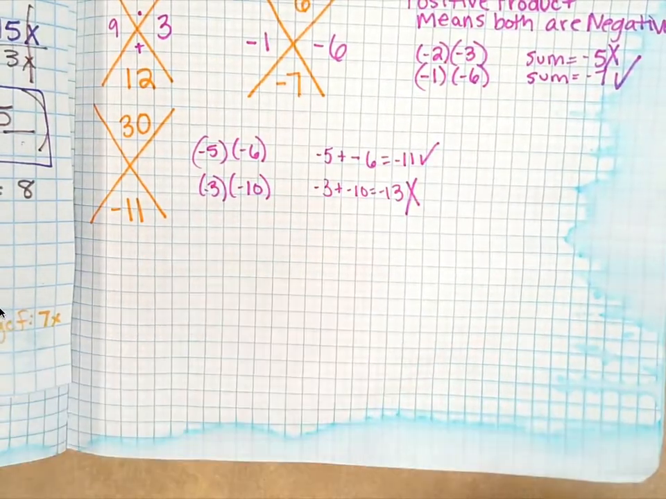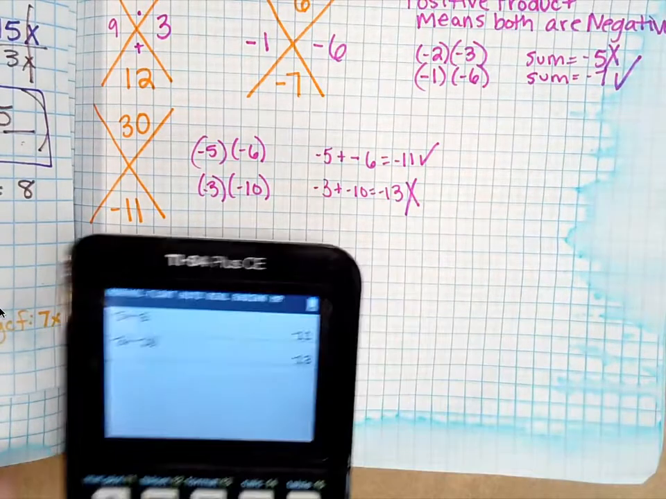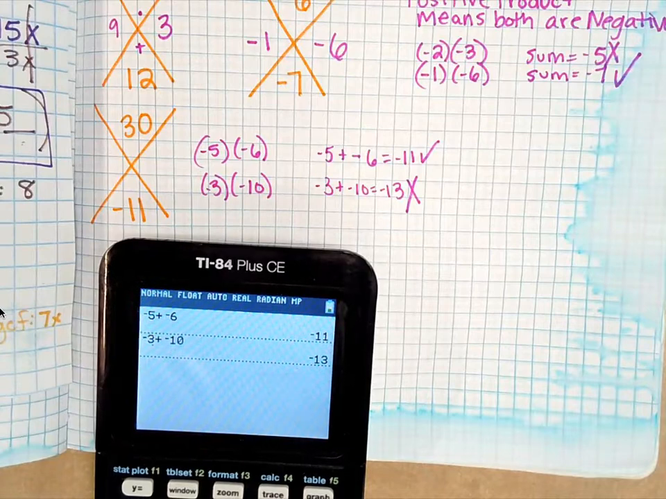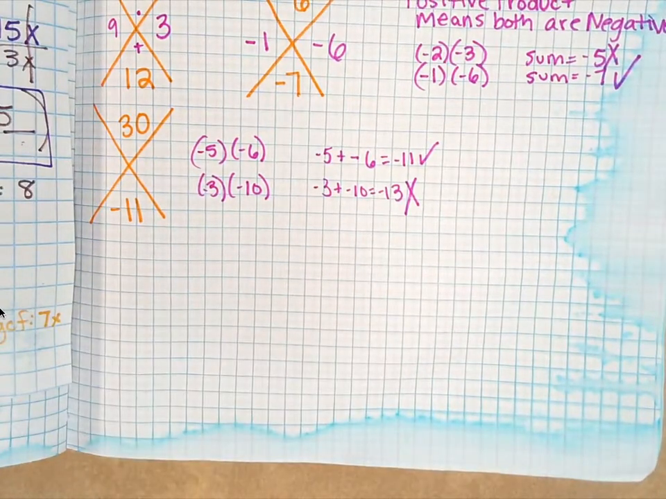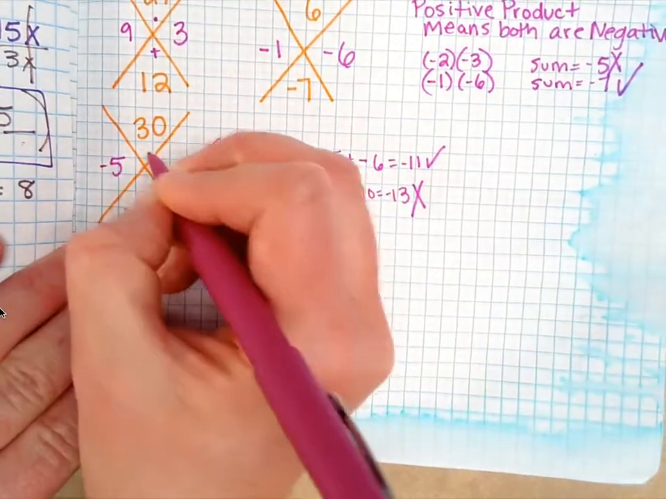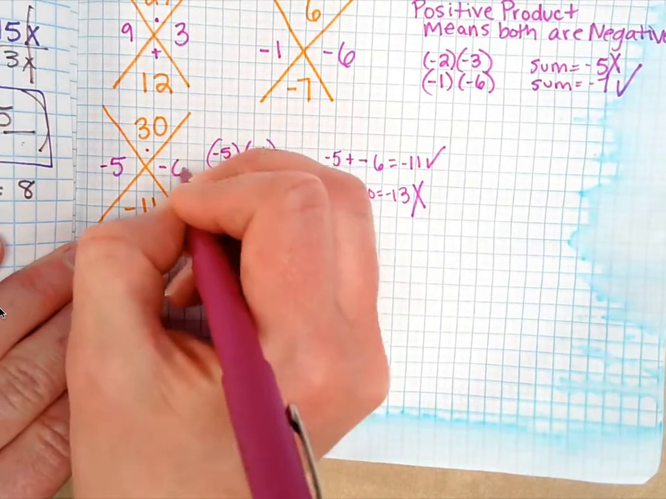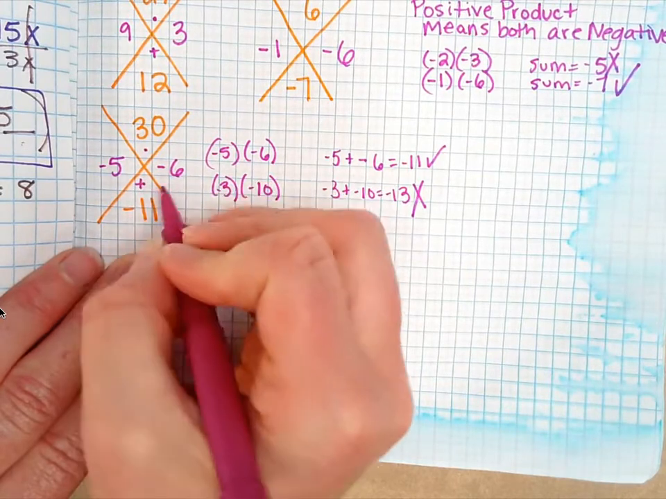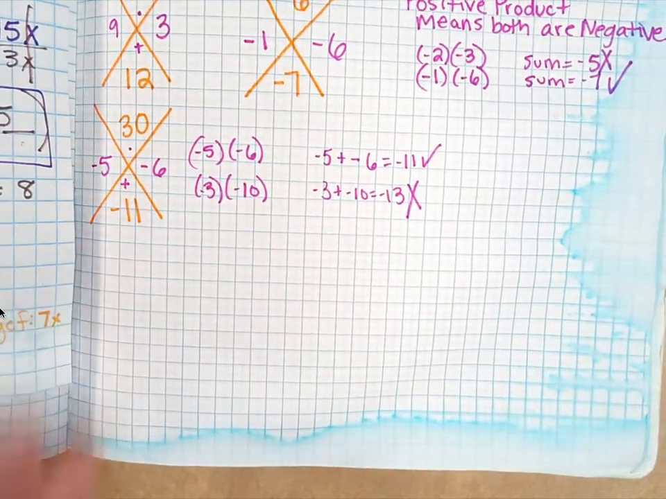So sometimes you have 2 that you think are true, so you have to go to the calculator or do some addition to figure out which is the correct way. So negative 5 times negative 6 gives us positive 30. Negative 5 plus negative 6 gives us negative 11.